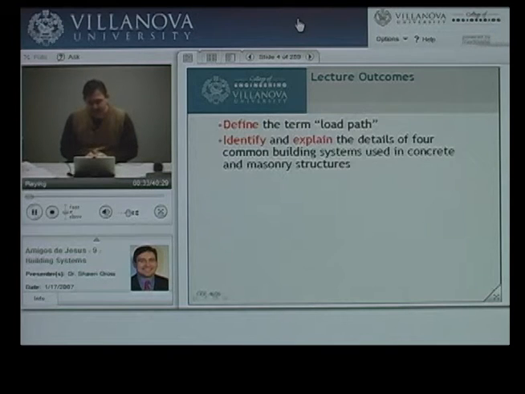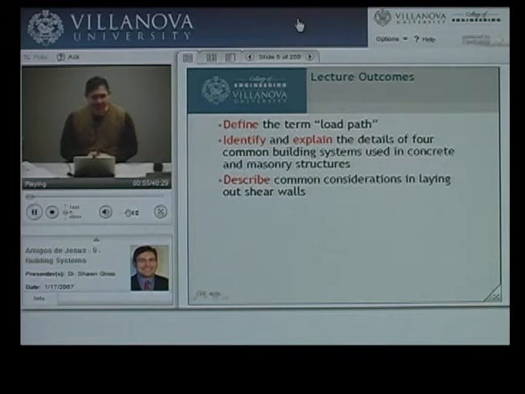for a load path. Then we're going to move on to identify and explain the details of 4 different types of common building systems for concrete and masonry structures. This will not cover every type of building system possible, but again, focusing back on concrete and masonry, which are the prevalent structural materials used on the site.